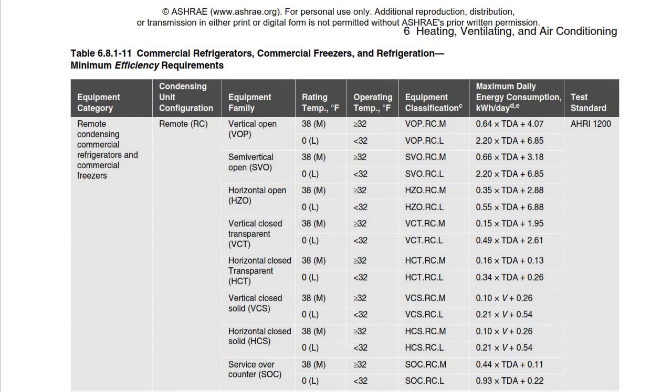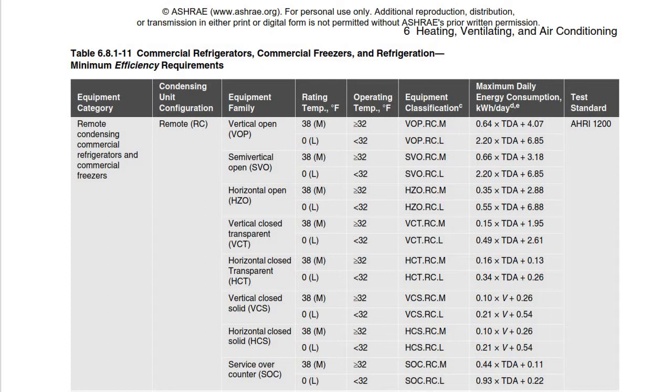Today's video is only about a small portion of refrigerated equipment that you might see in a building, and that is for only refrigerated cases. This part of the schema was heavily influenced by the requirements of 90.1, which focus on refrigerated cases. The table on the screen is table 6.8.1-11, which are the minimum efficiency requirements for refrigerated cases.